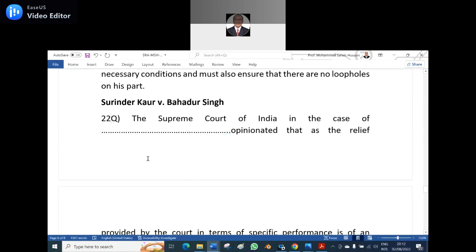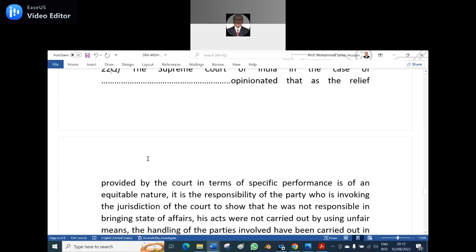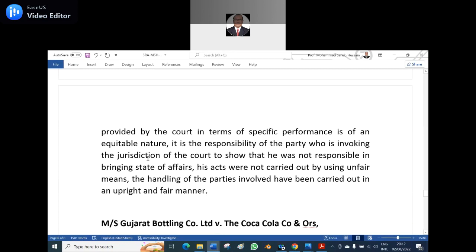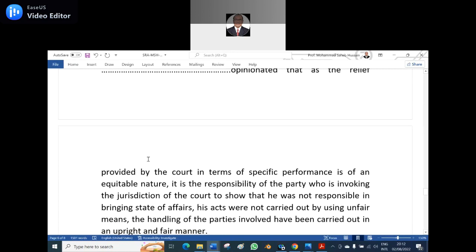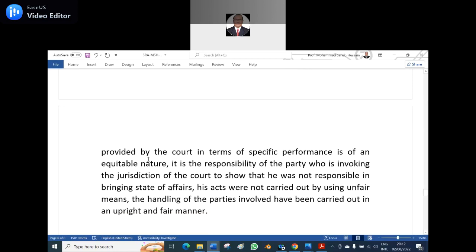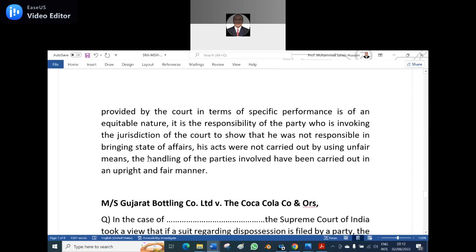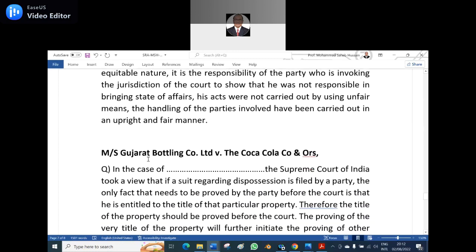The Supreme Court of India, in the case of Dash, opined that the relief provided by the court in terms of specific performance is of an equitable nature. It is the responsibility of the party invoking the jurisdiction of the court to show that he was not responsible for bringing about the state of affairs, that his acts were not carried out by using unfair means, and that the handling of the parties involved has been carried out in an upright and fair manner. It is observed in Mrs. Gujarat Bottling Company Limited versus the Coca-Cola Company and others. That was the case law.